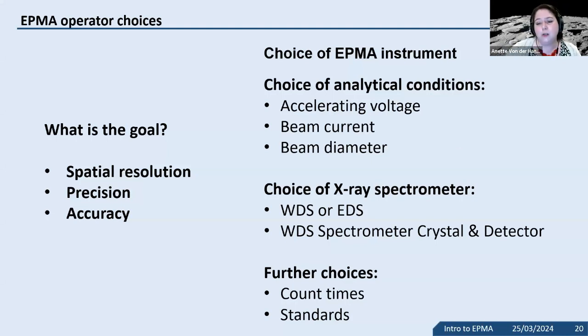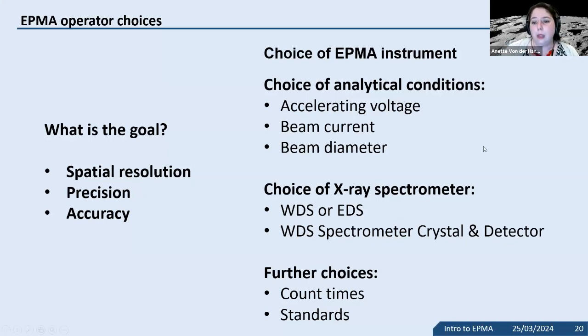Are you analyzing trace elements? Are you analyzing major elements? Are you analyzing a specific element as the basis for thermobarometry? And so you need a very high precision for that. Are you analyzing an element for a specific material property? An example is always steel, where very small differences in carbon can really impact the hardness of the material. And so again, this is something where we have to be relatively precise.